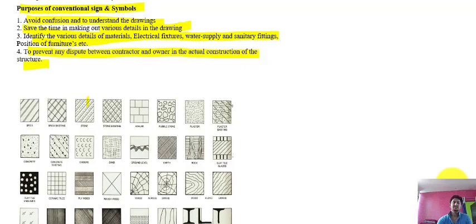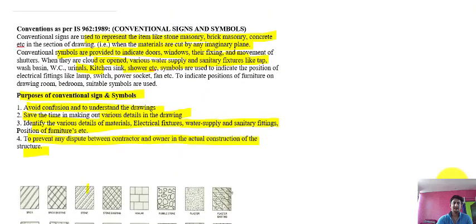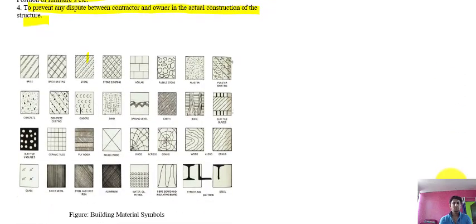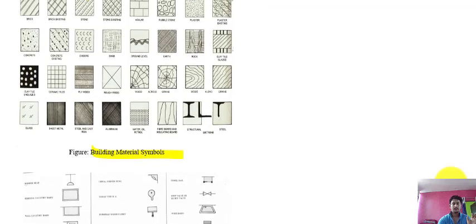These symbols are also given in Indian Standard 962:1989. You can download this code and easily see the symbols. All the materials which we will be using in the drawing or in the construction have been shown here. You need to see these symbols. These are the building material symbols.